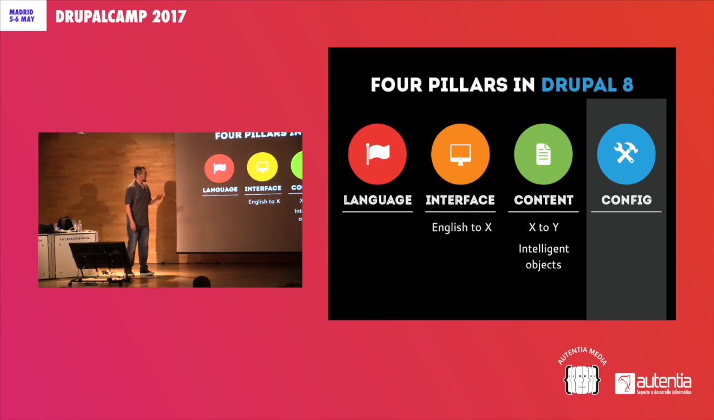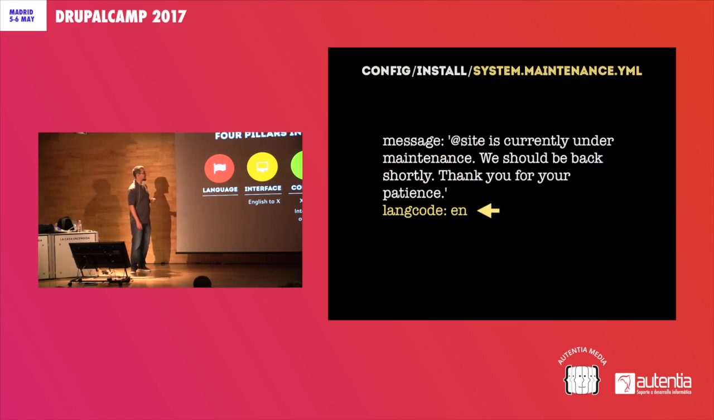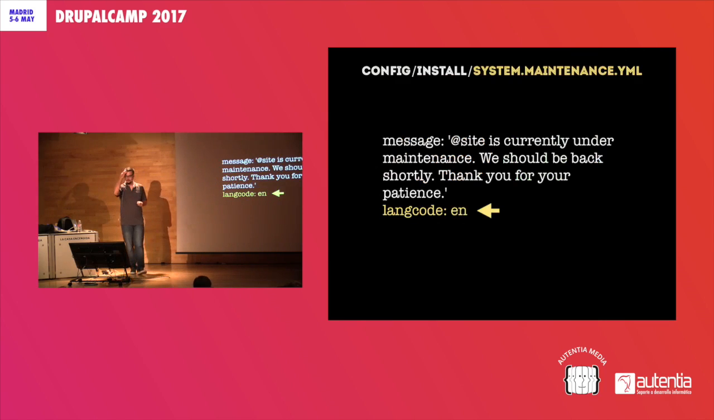So then we go to the last pillar, config translation. Your default configuration is in YAML files. So in this case, we have the maintenance YAML file, and this is how this configuration will look like. You have the message, and you have the langcode. So you have the langcode of the strings in this configuration.